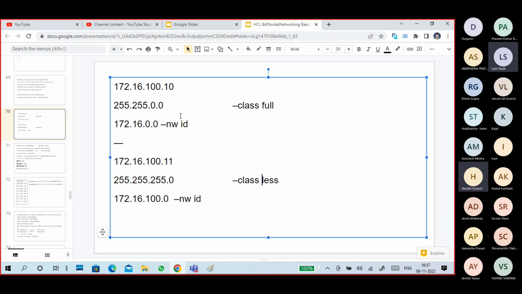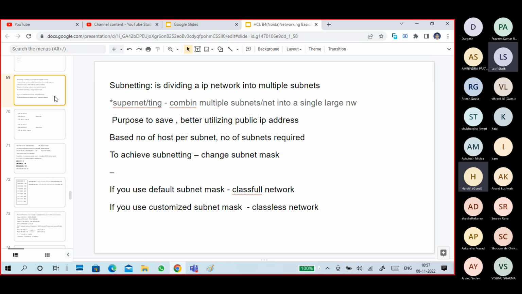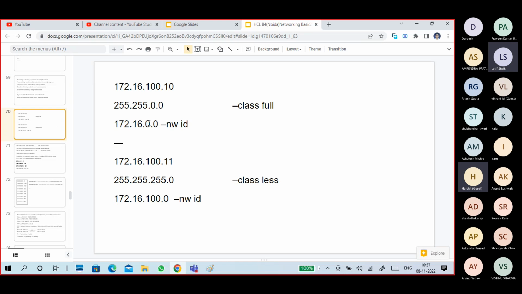So it is a default subnet mask. So this type of network is classful. This is not a default subnet mask. I change the subnet mask. It is classless. Okay. Why are we changing this kind of stuff, guys?